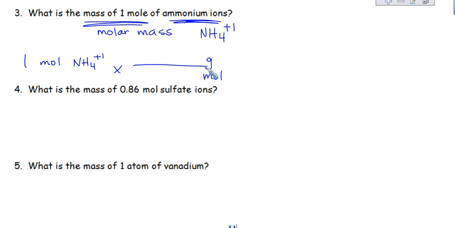And that's it. You do not need to do anything differently because this has a charge. It's totally fine. The charge means that we gained or lost electrons. Well, electrons don't really have substantial mass, so this is totally fine. We'll just add the nitrogen and the 4 hydrogens for a mass of 18.05 grams for 1 mole.